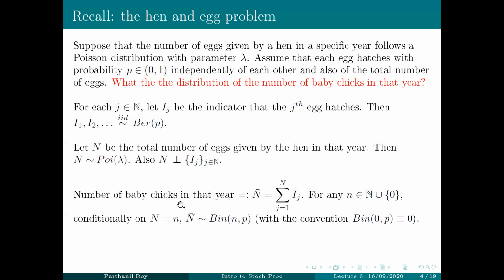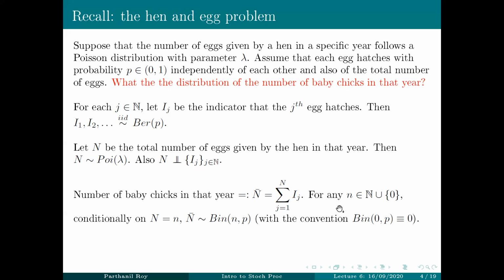The number of baby chicks in that year is N bar, which we have seen is just the random sum of I_j's, j from 1 to N. The idea is the same: each egg is thought of as an arrival, and then it survives with probability p. So this I_j gives you the indicator that it survives. By survival, here it means it hatches. Therefore the total number of survivals, which means the total number of baby chicks born, is just N bar, which is this random sum.